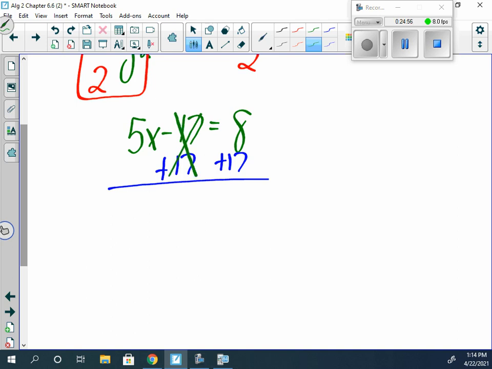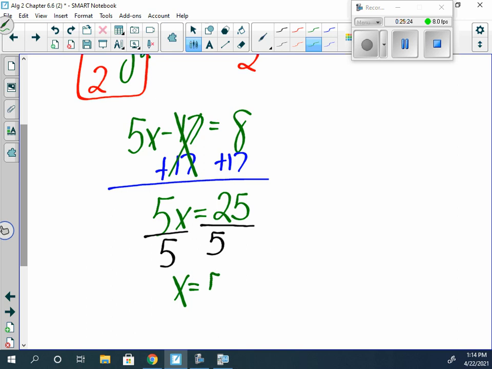Negative 17 plus 17 is 0, leaves us with 5x is equal to, well, 8 plus 17 is 25. Still, we have nice numbers. And last but not least, we would do what? Divide both sides by 5, which tells us x is equal to 5. Any questions on this here?